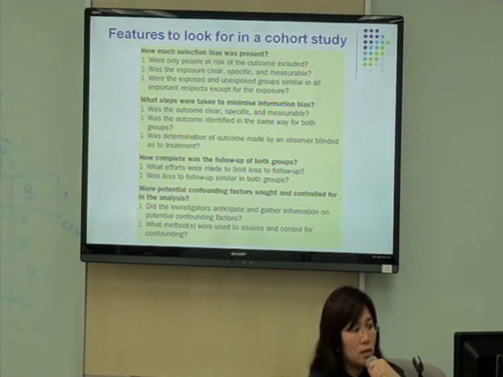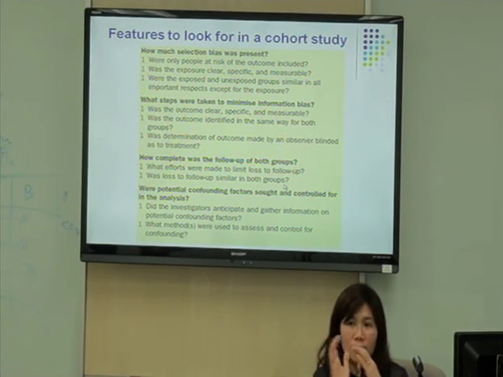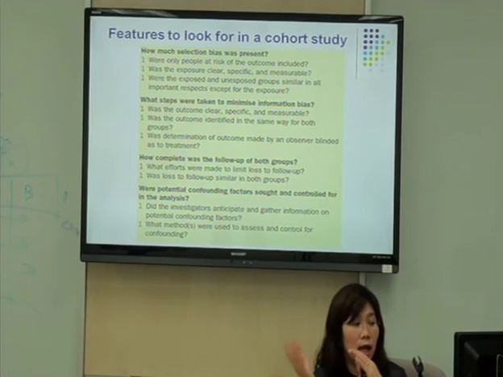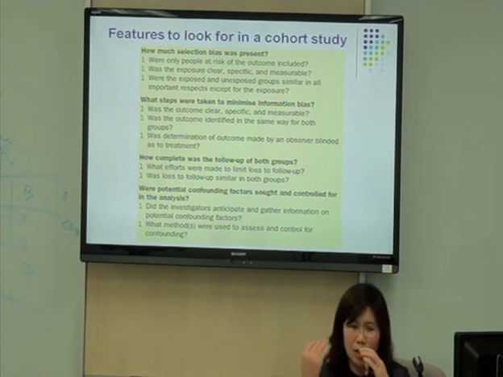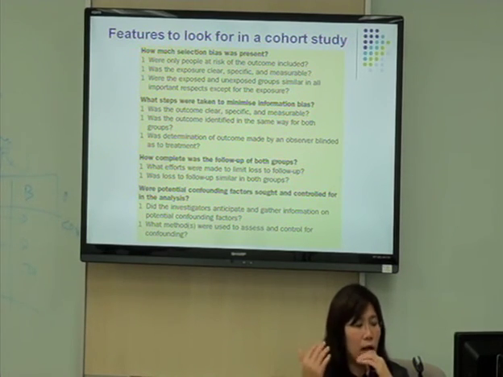How complete was the follow-up of both groups? What efforts were made to limit loss to follow-up? Was loss to follow-up similar in both groups? Why? Because we want to know how many percent are lost to follow-up; it should be small, especially smaller than the event of interest, and the rate of loss should be similar between the exposed and non-exposed groups.